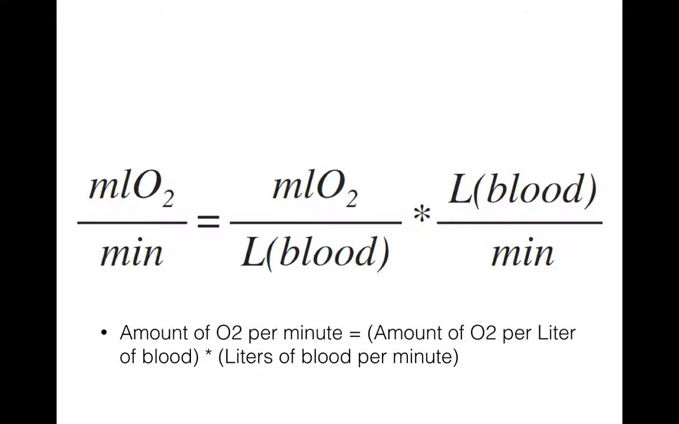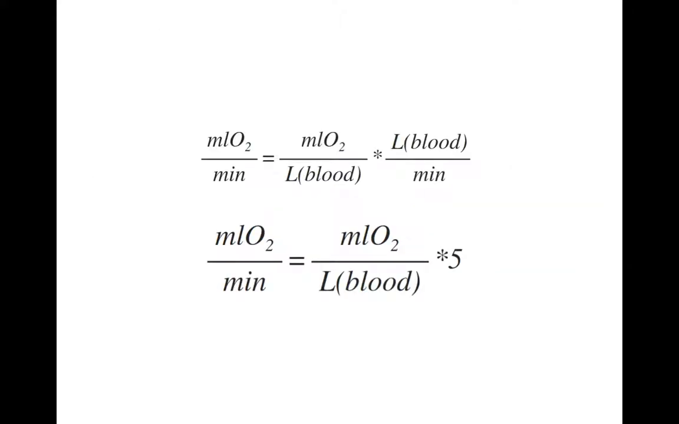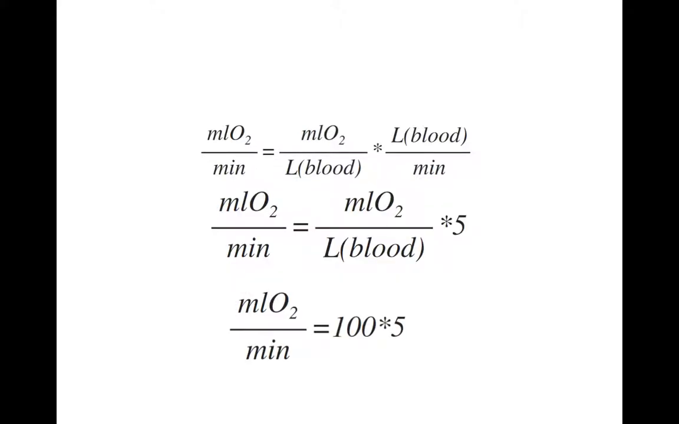So let's say that I had 5 liters of blood going through the tissue every minute. So if you look on the right side, we have liters of blood per minute. I'm going to swap that and put in a 5. So if I have 5 liters of blood going through my tissue every minute, now let's say every single one of those liters of blood had 100 milliliters of oxygen. Okay? So now I'm going to take that middle term and put in 100. So every single liter of blood had 100 milliliters of oxygen.